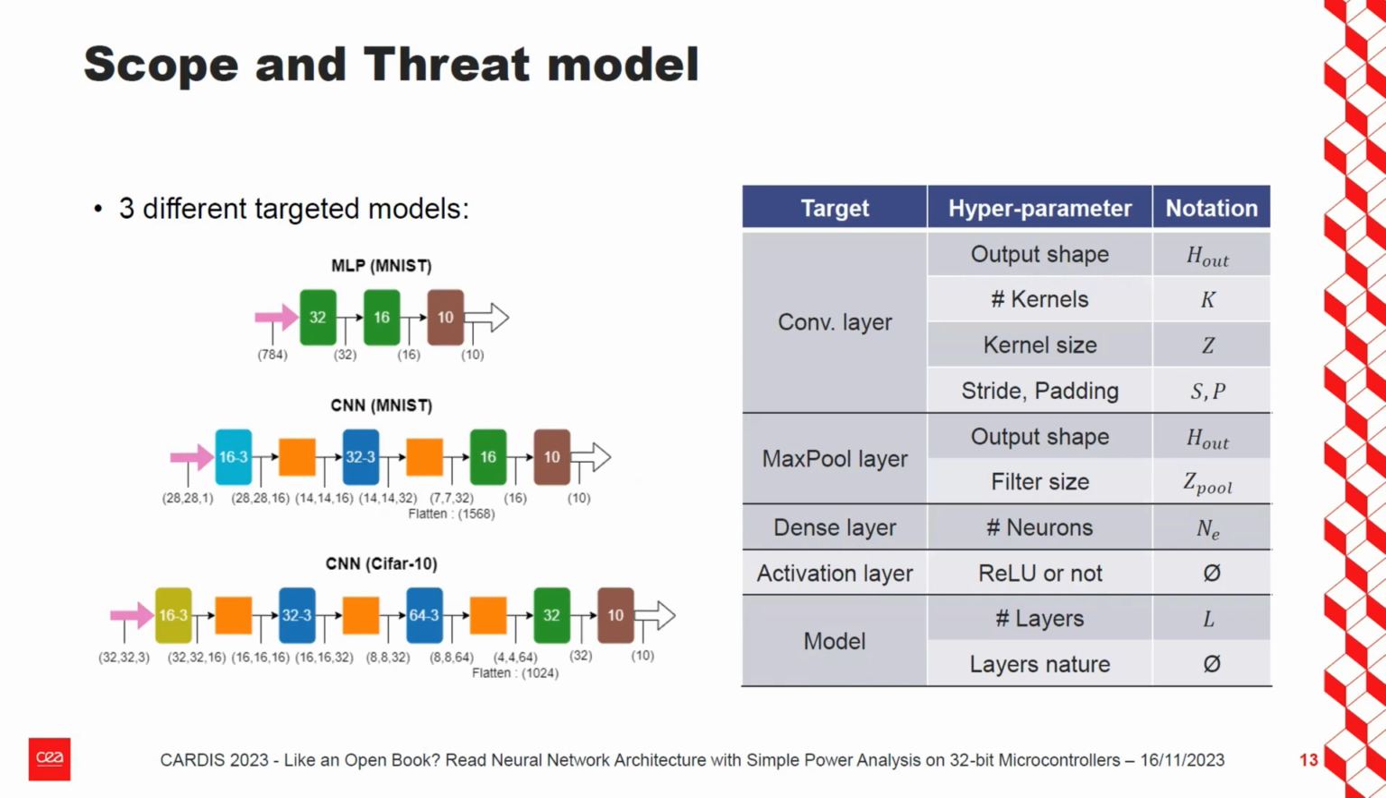So we trained both MLP and CNN using CIFAR-10 and MNIST datasets. On the right of the slide, you have a table gathering all the hyperparameters that we targeted and wanted to extract. Those correspond to the most common ones for regular layers, such as convolution or dense ones. Another point that we want to distinguish is the activation function that is used, whether it's the rectified linear unit one or not.